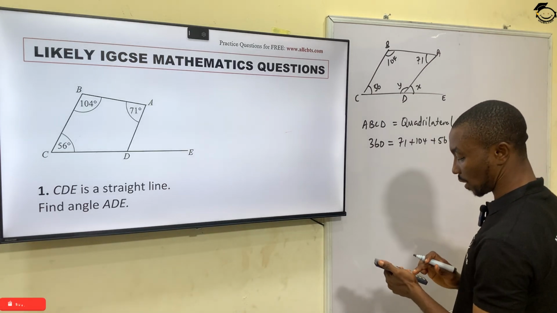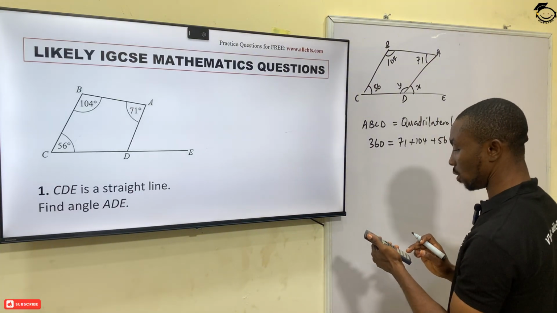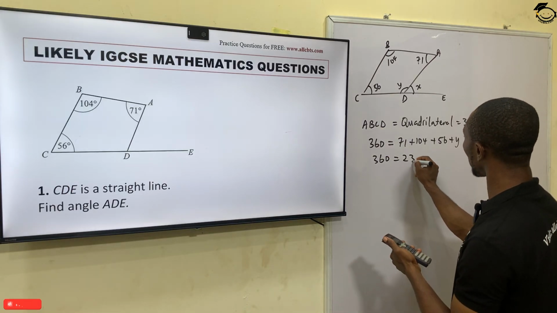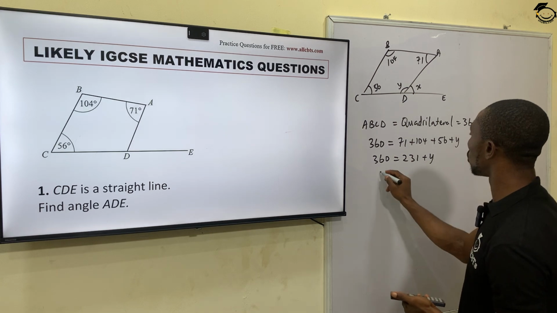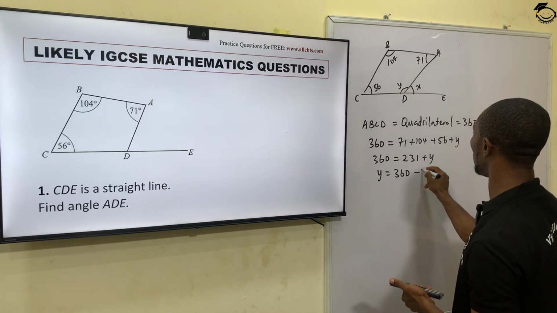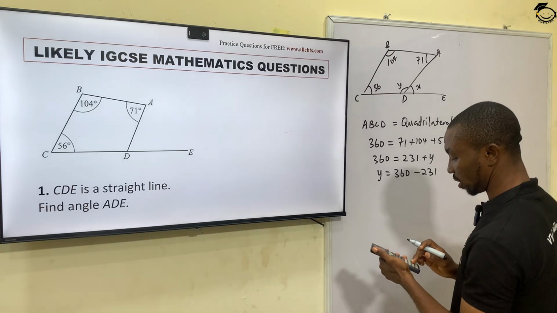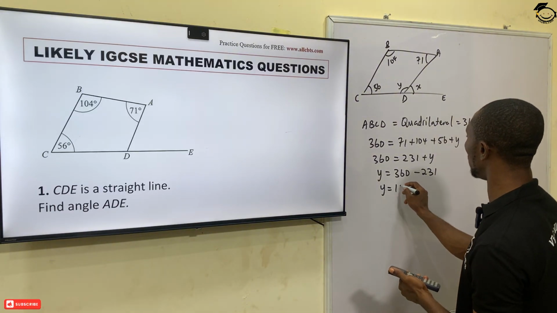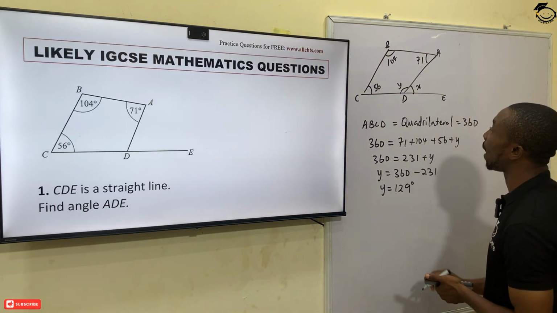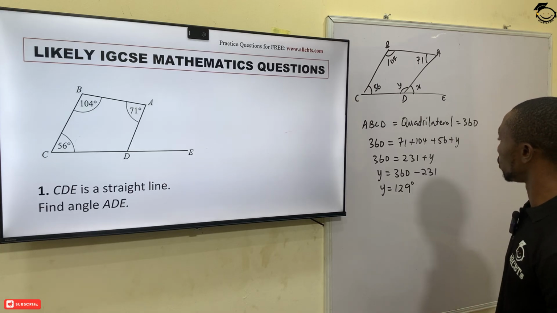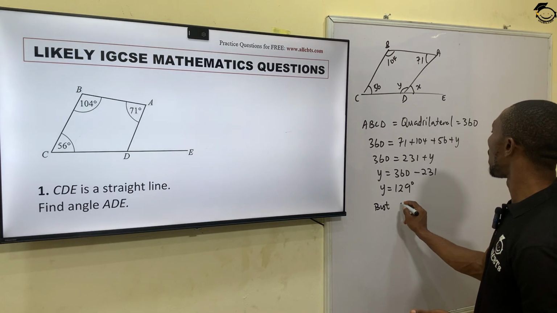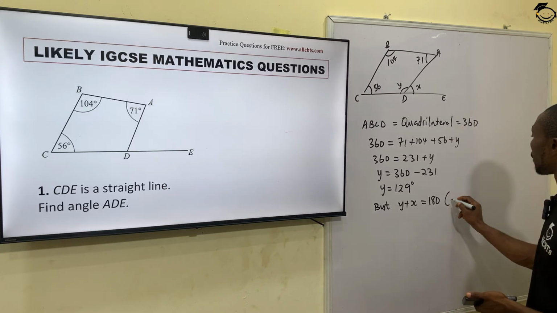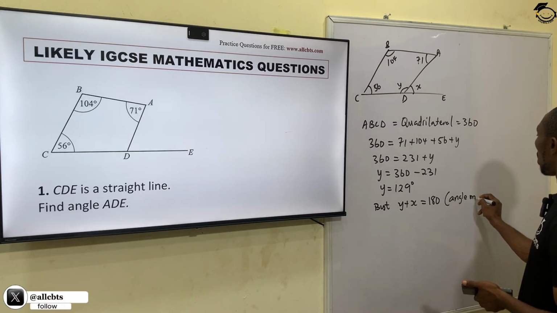Now, 71 plus 104 plus 56 gives us 231 plus Y. So Y would be 360 minus 231, which gives us Y equals 129 degrees. But Y plus X equals 180 degrees. Our reason is angle on a straight line.